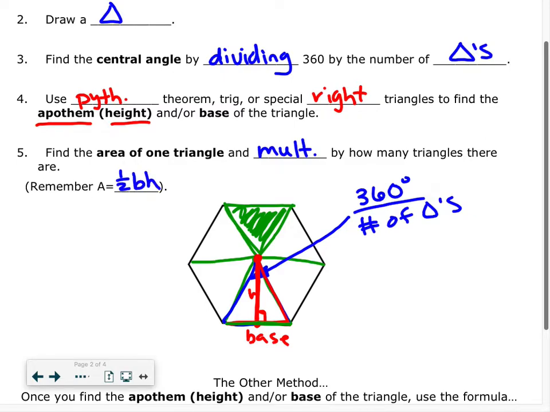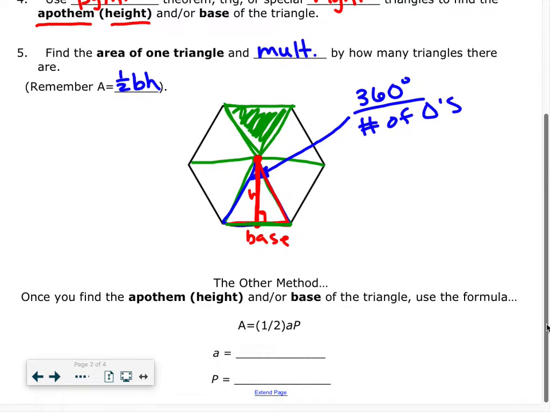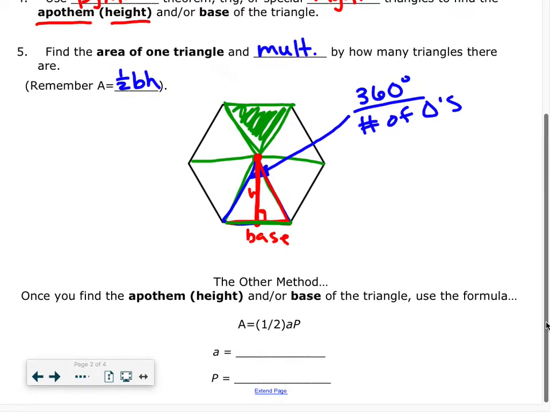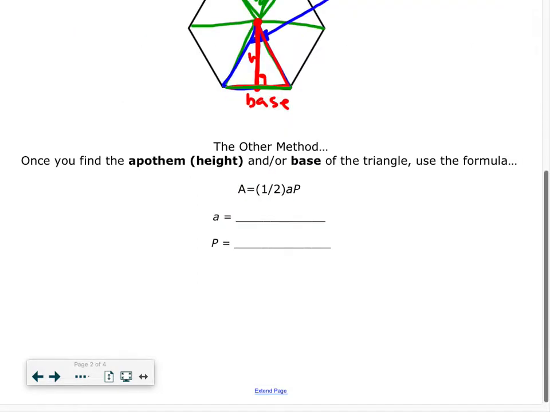Okay? There is another method. I'm not going to go into too much detail on it, but if your book does use it, the area equals 1/2 your apothem times the perimeter of the entire shape.